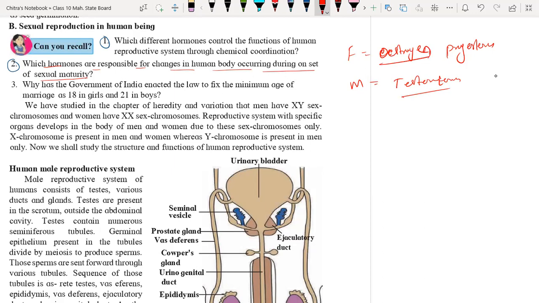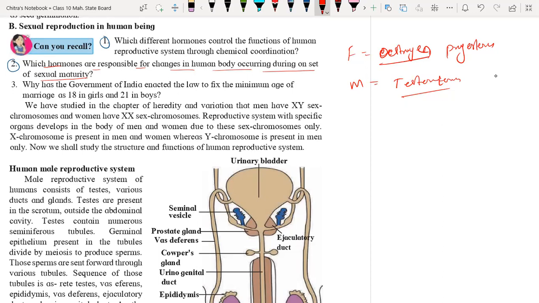Okay. So hormones are nothing but chemical substances which, when secreted in our body directly into the bloodstream, perform different changes in our body in case of male as well as in case of female during the age of puberty.